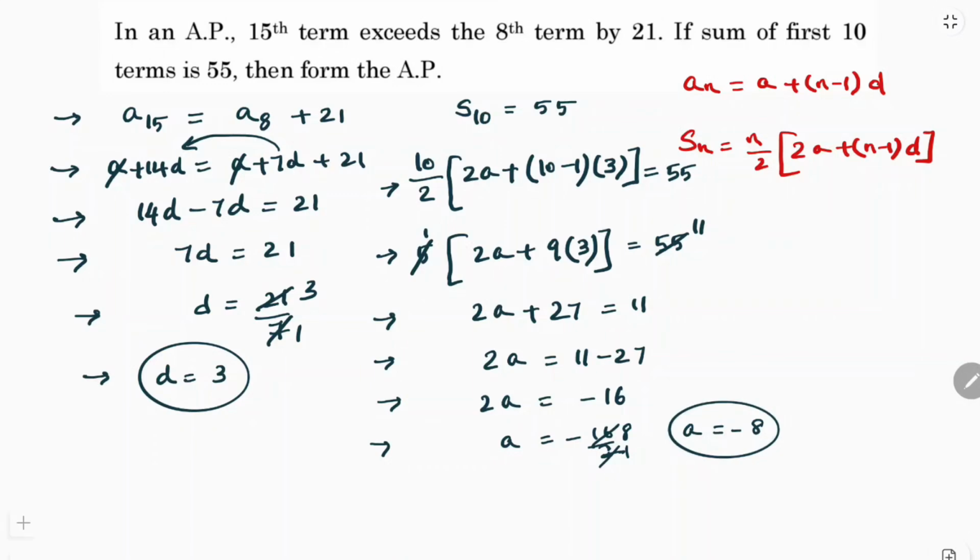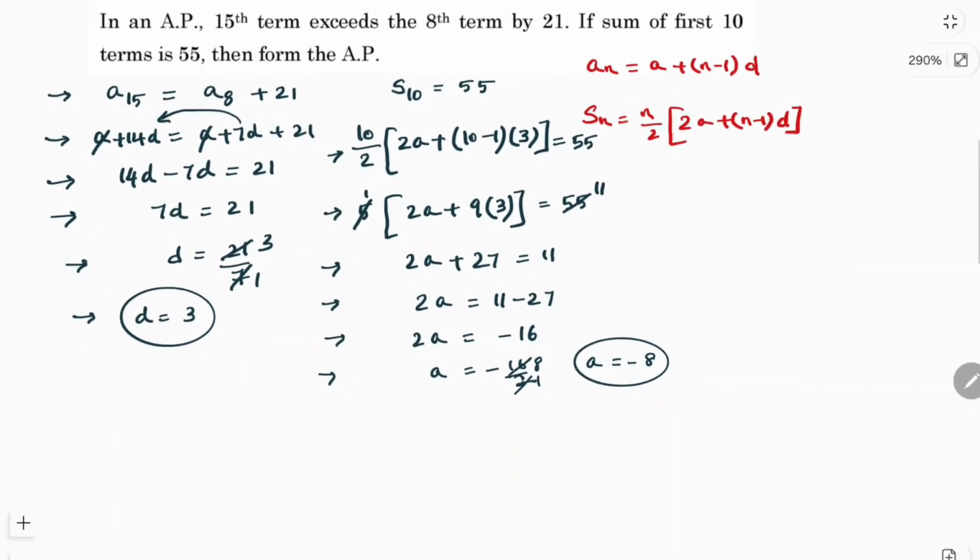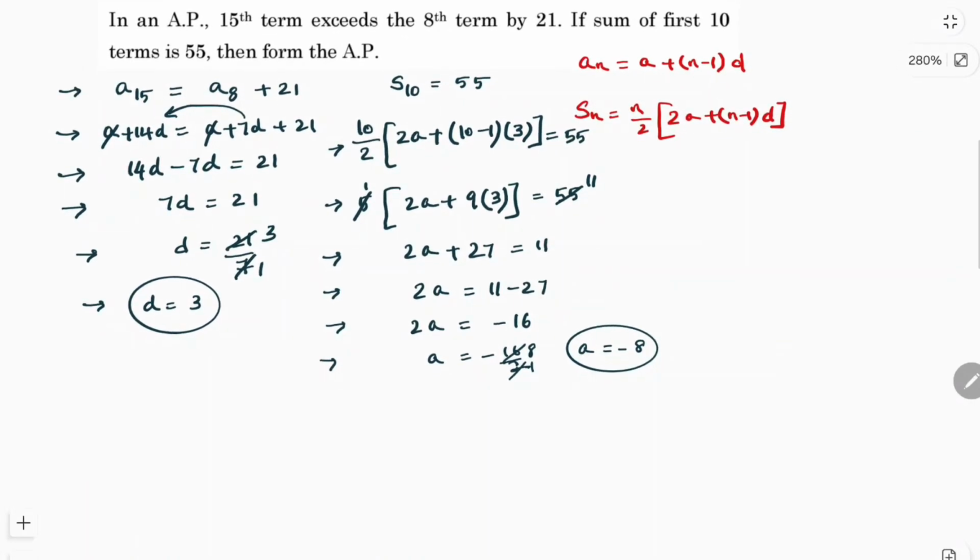Now we need to find the AP. We need to form the AP. So AP is nothing but like 3 terms: first term, second term and third term. Here the first term is nothing but a. The second term is a plus n minus 1 into d; in this formula if I substitute, I'll get a plus d. The third term is a plus 2d.